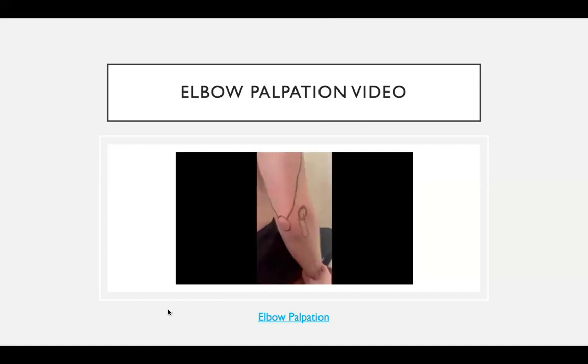You can have your patient's arm palm up, and you can even feel the radial head rotate as they move from palm up to palm down. You can even see the radial head rotate. One more time.